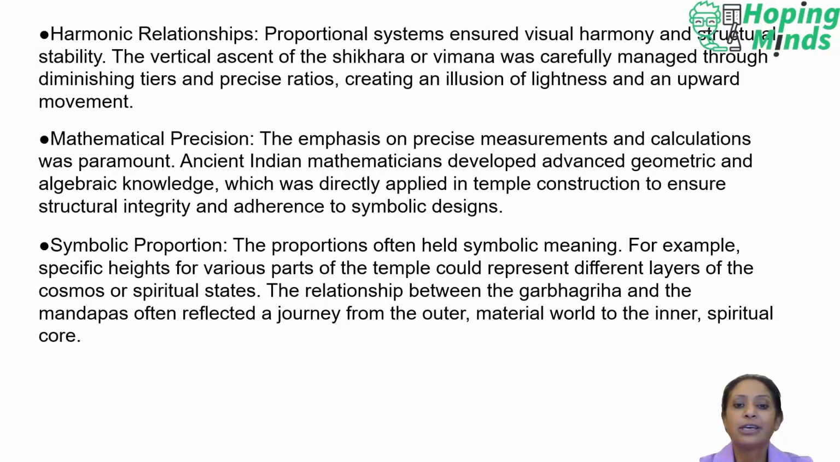Symbolic proportion. The proportions often held symbolic meaning. For example, specific heights for various parts of the temple could represent different layers of the cosmos or spiritual states. The relationship between the Garbhagriha and the mandapas often reflected a journey from the outer material world to the inner spiritual core.